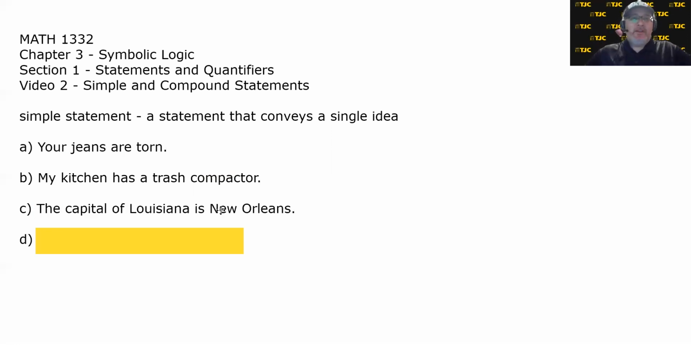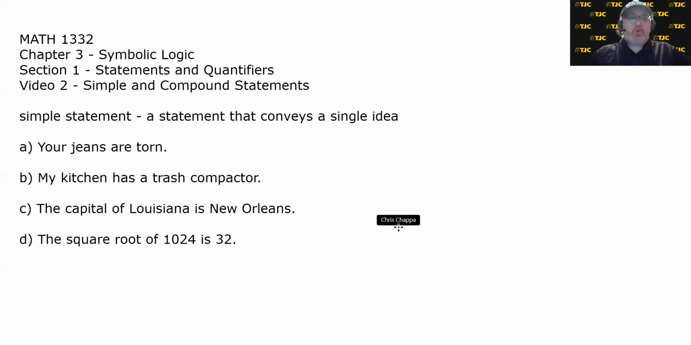C, the capital of Louisiana is New Orleans. That's false. The capital of Louisiana is Baton Rouge. But as a statement, it conveys a single idea. The capital of Louisiana is New Orleans. You can almost say that a simple statement is a statement with a single subject, a single verb, a single object, and no double of anything.